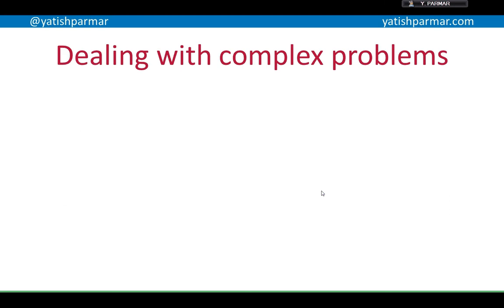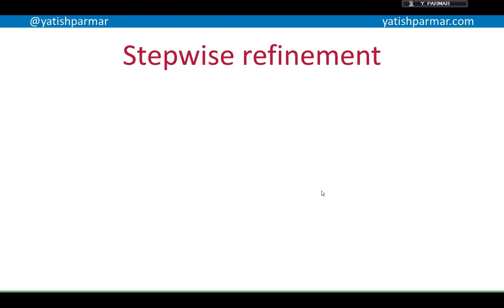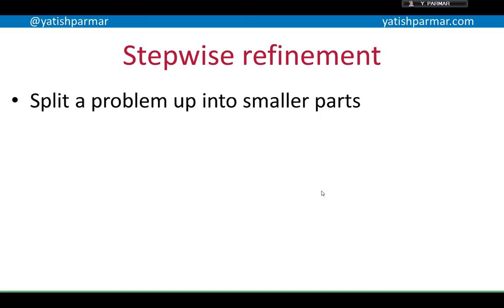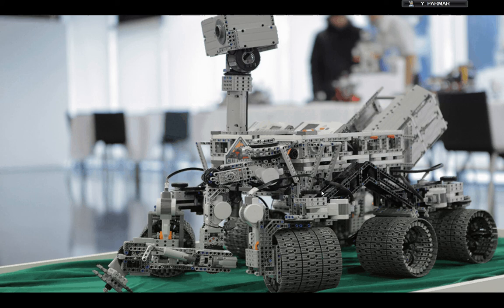So first of all, dealing with complex problems. Complex problems are tough to interpret, and therefore you can end up with poor quality code. Stepwise refinement is a technique used to help manage this. You split up a problem into smaller parts, and then you repeat, and keep breaking it up into smaller parts until you end up with small functions that are easy to interpret and understand. Then you put all of those little parts together to create a complete solution. It's a bit like working with Lego, where you build bits of your final project and then assemble it all together to create a functioning system.